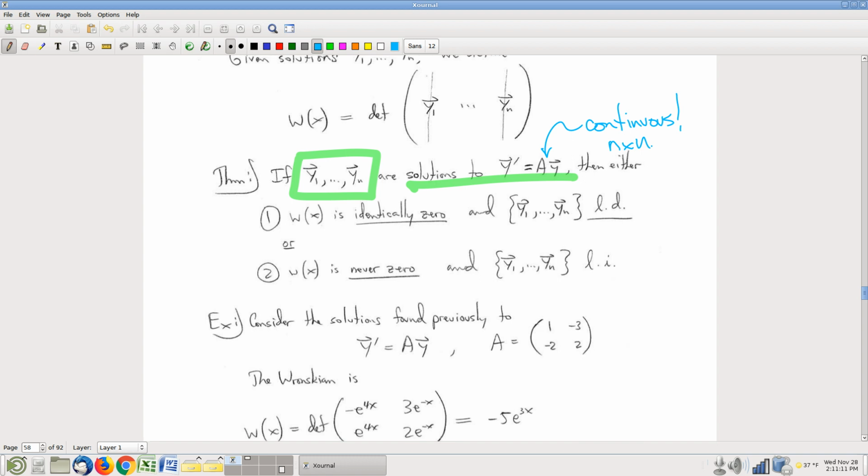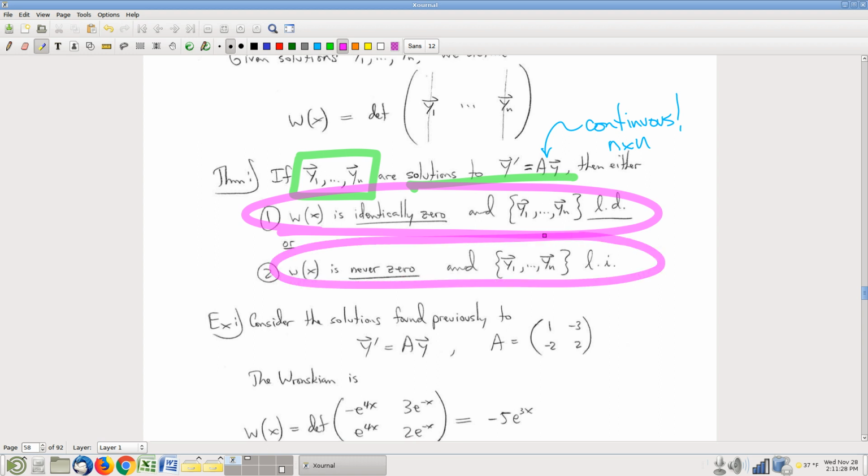But if your vector-valued functions are all solutions to the same differential equation, then just like in Chapter 4, the Wronskian takes on certain superpowers. The Wronskian is either identically zero and the list is dependent, or the Wronskian is never zero and your list is independent. Those are the only two possibilities. If those conditions up there are met, there is no such thing as a sometimes zero, sometimes non-zero Wronskian. It just isn't. And the independent and dependent break down in the exact same way.